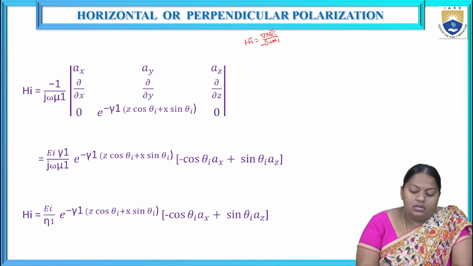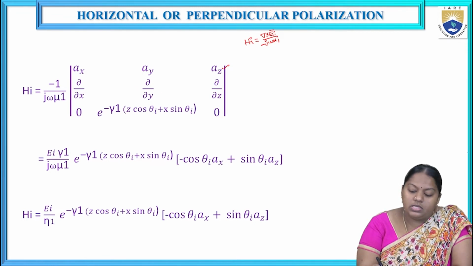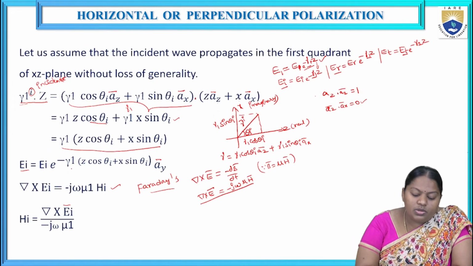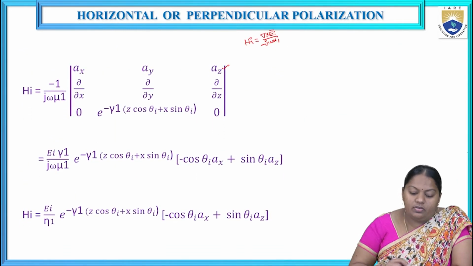Now we express this del cross Ei in determinant form, which means matrix form. There are 3 rows and 3 columns. In the first row, we write all 3 unit vectors Ax, Ay and Az. In the second row, we write the partial derivative terms dou by dou x, dou by dou y and dou by dou z. And in the last row, Ei. Previously we wrote that vector Ei is given by Ei into e power minus gamma 1 z cos theta I plus x sine theta I. Now, in place of that, we will consider this equation.